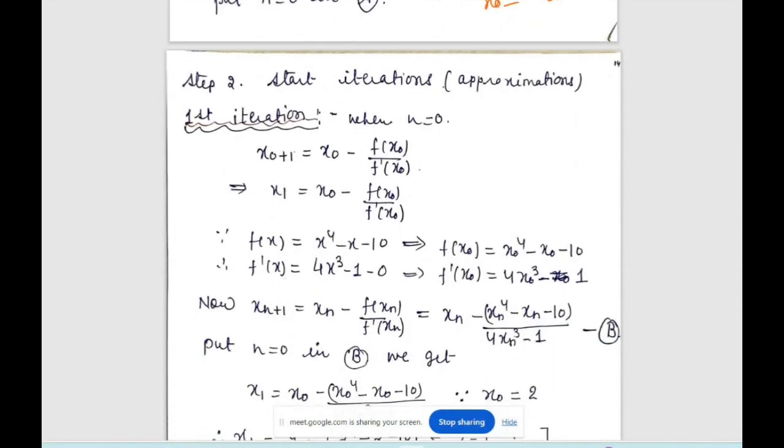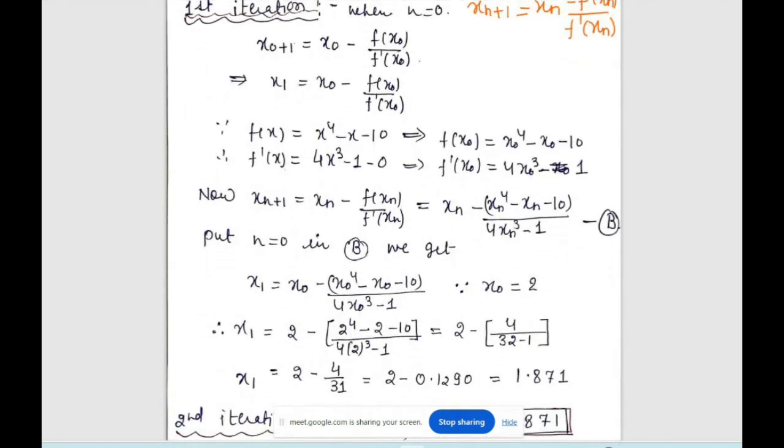Now for the second step, just use the iteration. First iteration, second iteration, and so on. So in the first iteration, just use the formula x n plus 1 equals x n minus f of x n upon f dash x n. Putting n equals 0 here, you will get x1 equals x0 minus f of x0 upon f dash x0.